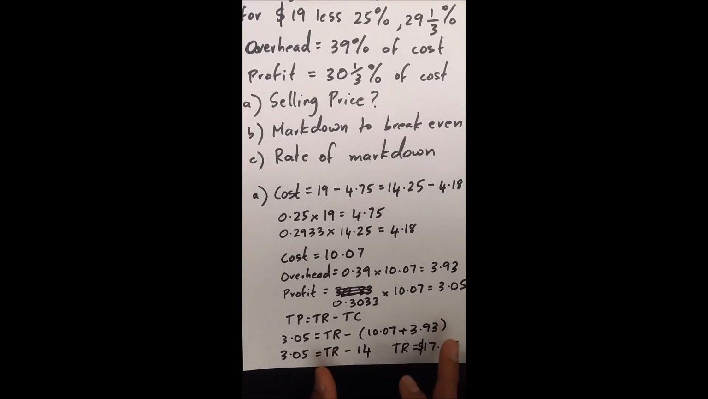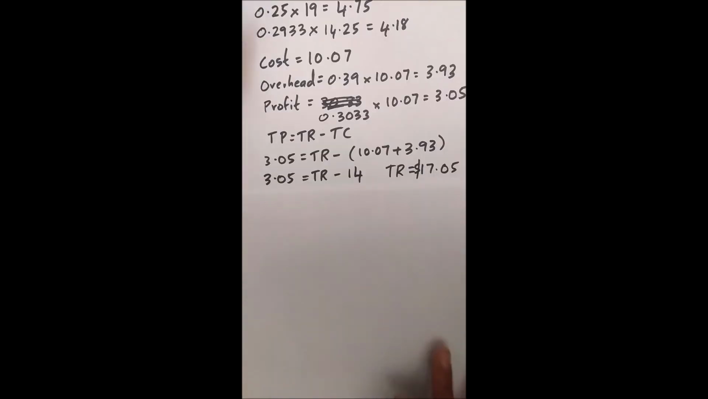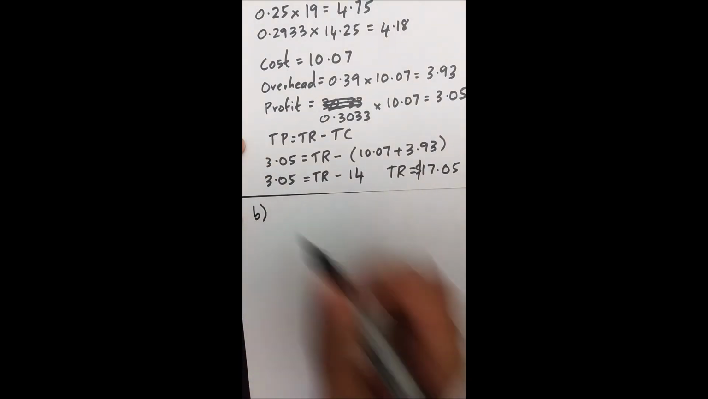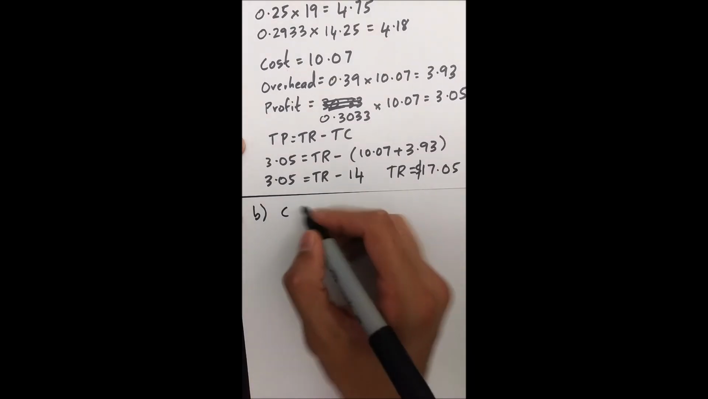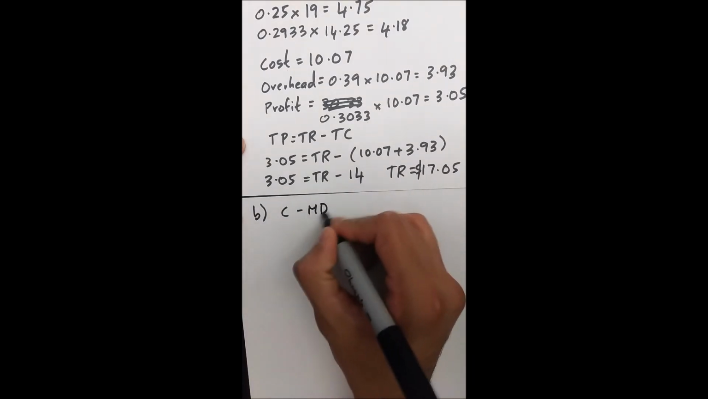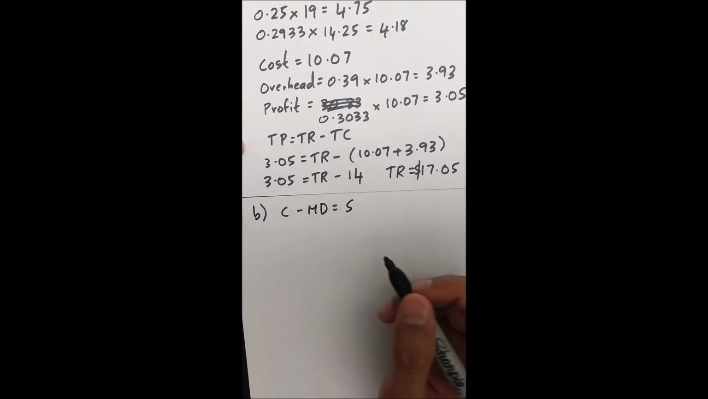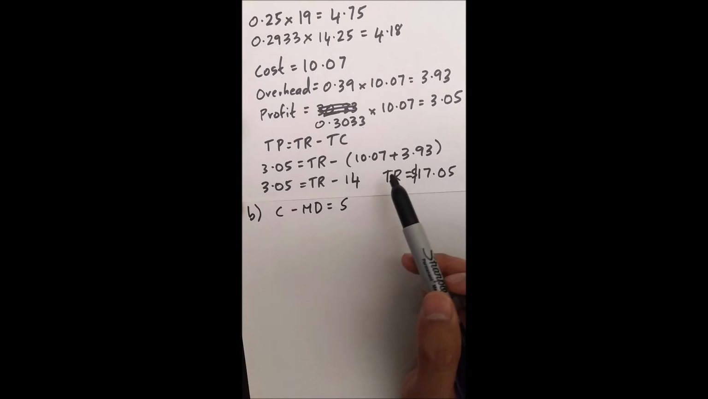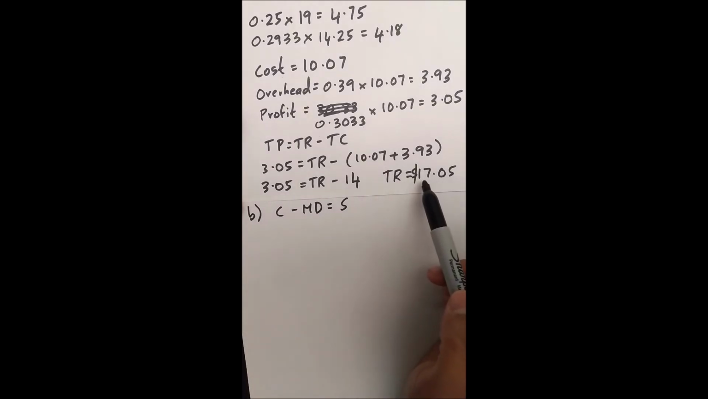In the B part of the question, they ask us to find the markdown to break even. So we're going to have to use some of our solutions from the A part of the question to figure that out. So we know it's a markdown question, so we have cost minus markdown should equal our selling price. If we look back to the first part of the question, we know that our selling price was initially 17.05. We're going to mark that down by a certain amount.